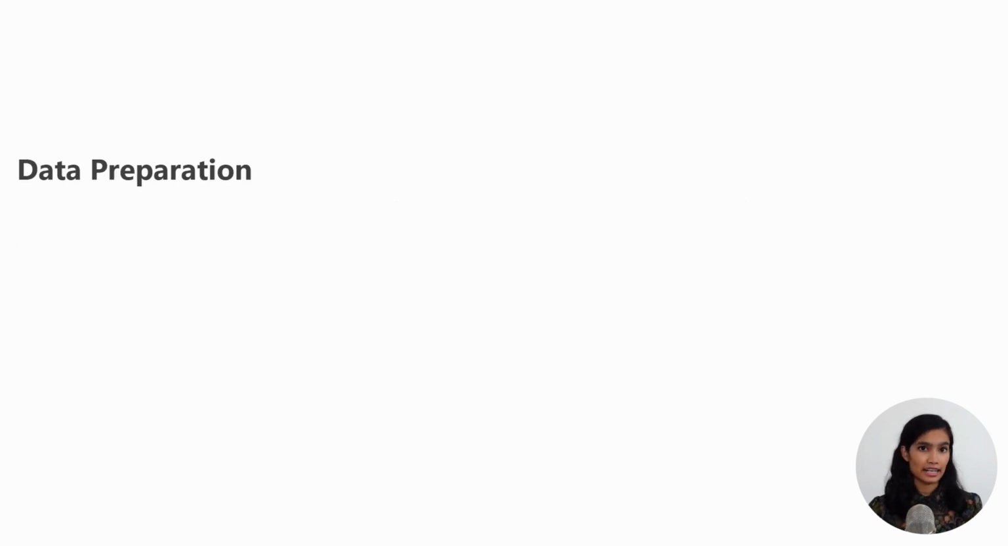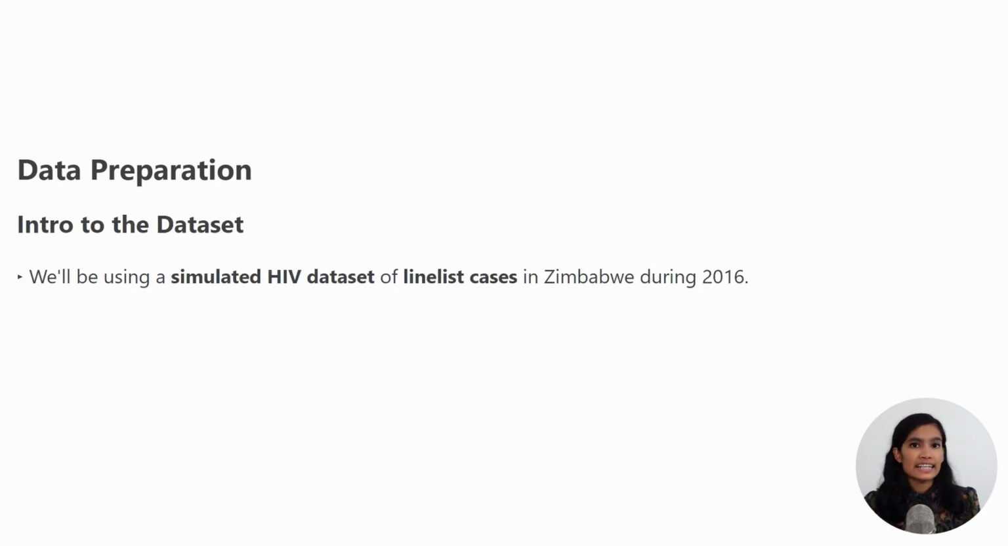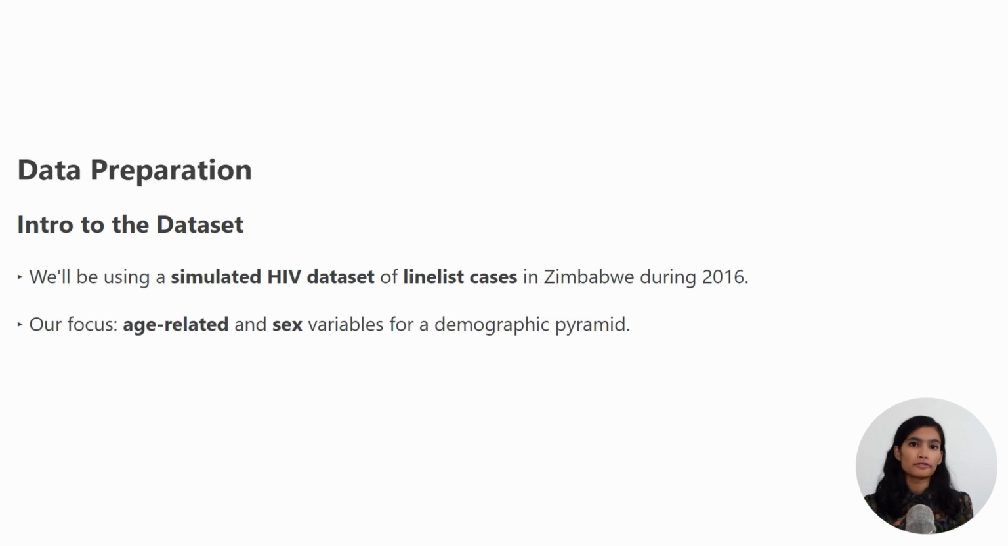The next step is data preparation. We're going to import the data, inspect the variables, and then do some data wrangling in order to get the CSV into the correct format for plotting a demographic pyramid. We'll be using a dataset of simulated line list cases of Zimbabwe HIV cases from 2016. The simulated data is based on a WHO epidemic report from Zimbabwe. For this lesson, we've extracted just the age and sex-related variables from the dataset.